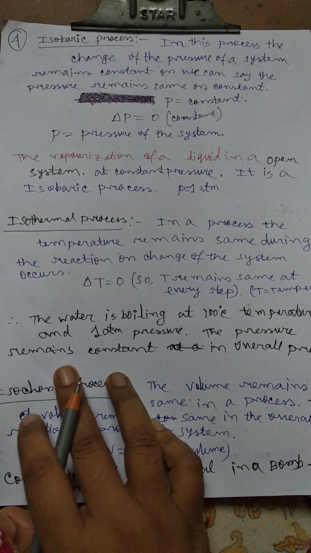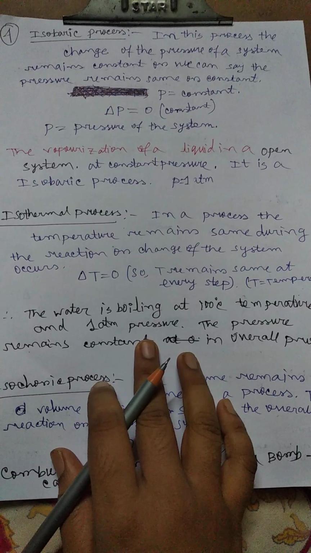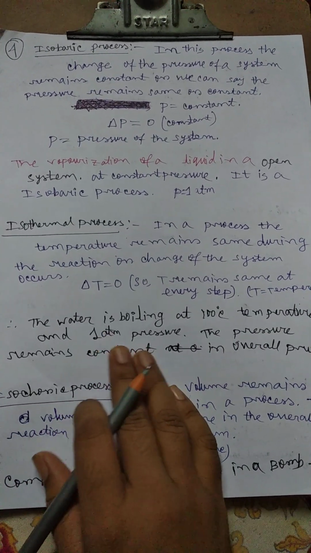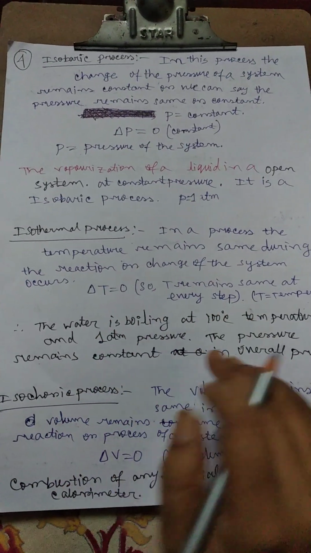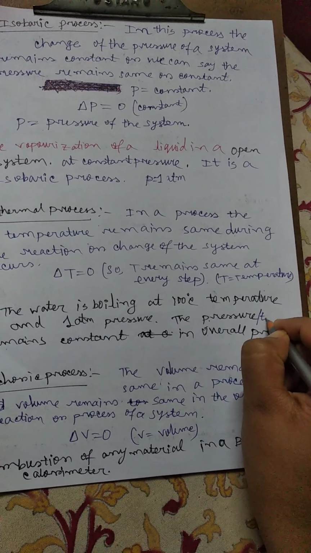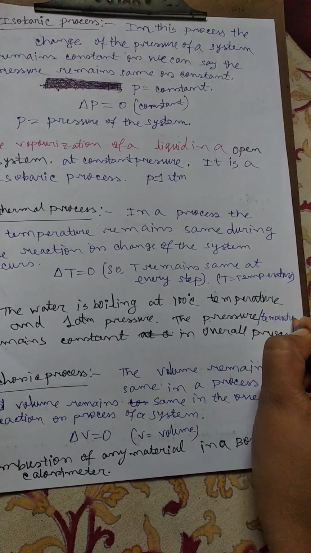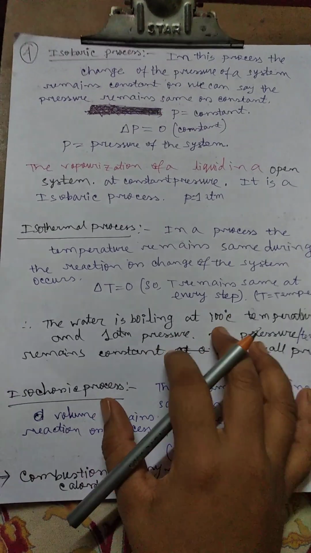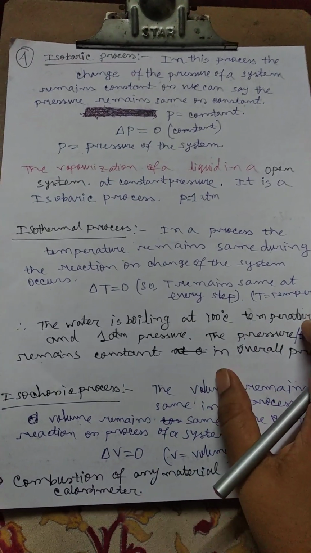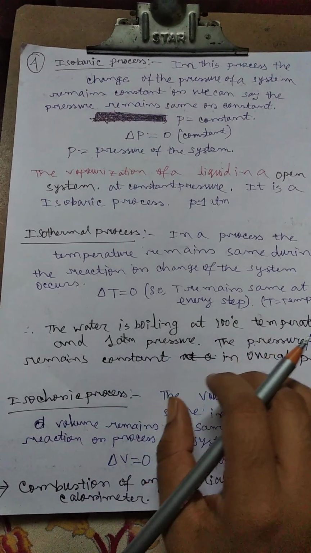So here is an example. The water is boiling at 100 degrees Celsius temperature and 1 atmosphere pressure. The pressure remains constant and also the temperature remains constant in the overall process. Here I have written the pressure, and since it is isothermal, also the temperature. The water of 100 degrees Celsius becomes steam of 100 degrees Celsius also. Okay, so the temperature of the water and the steam is the same, 100 degrees Celsius.